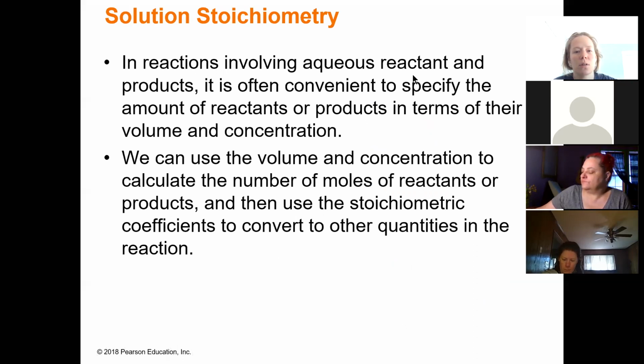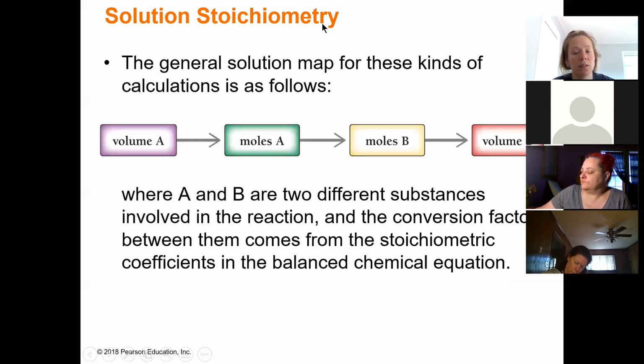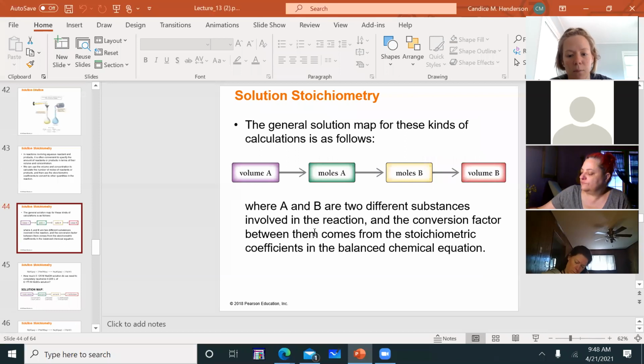So we're not going to do solution stoichiometry just yet. We are going to do it, but I want to give you another M1 V1 problem.